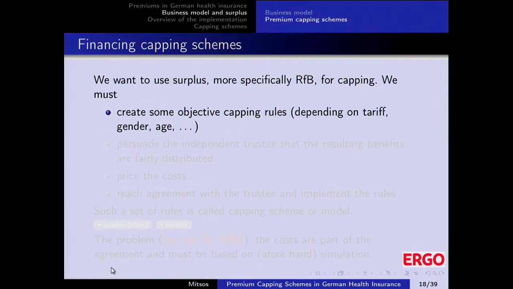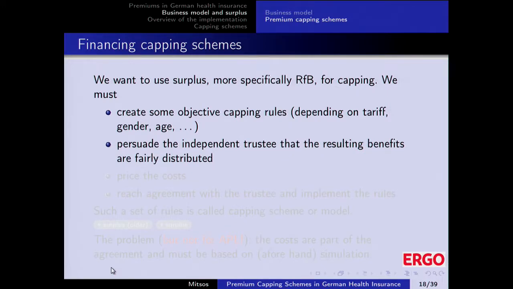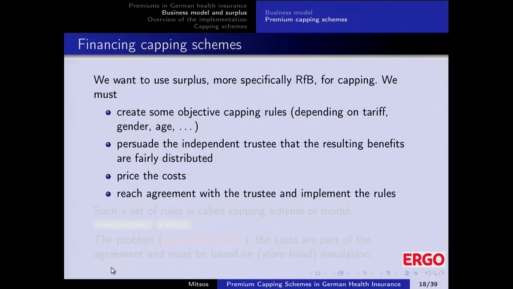For this, we have to create some objective capping rules, depending on gender or age, but not on contract number or name or something like this. It must be something that the independent trustee can agree to, and can say, okay, it's fair, it avoids financial hardship for everybody. Possibly the older persons who are not working anymore and only depend on their rent have a lower acceptable premium increase than young professionals or whatever. We have to price the costs, reach agreement with the trustee, and implement the rules in production.